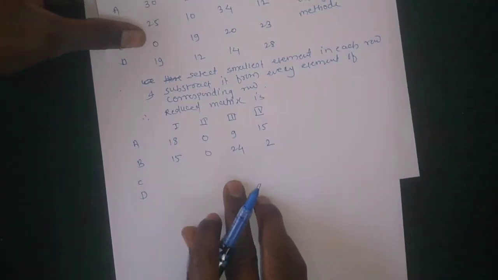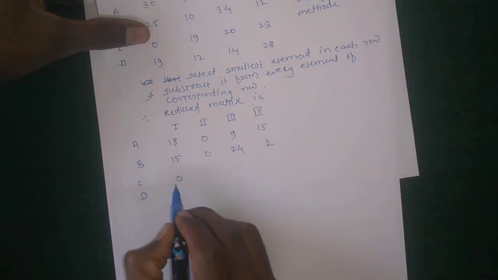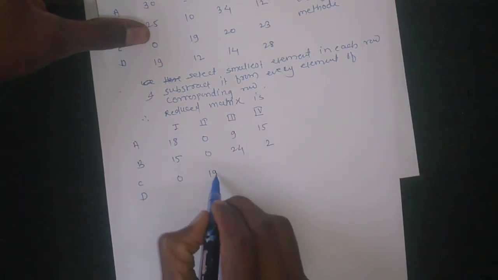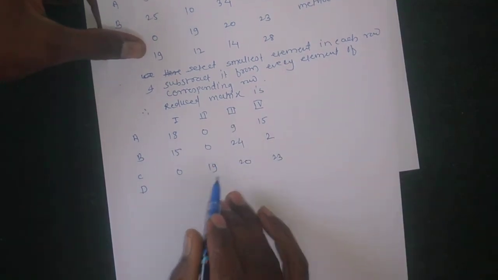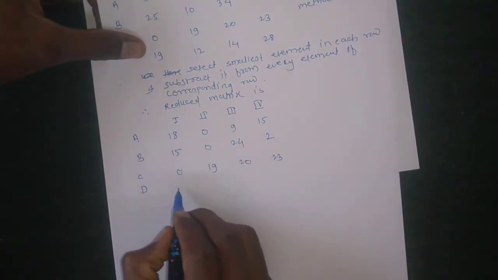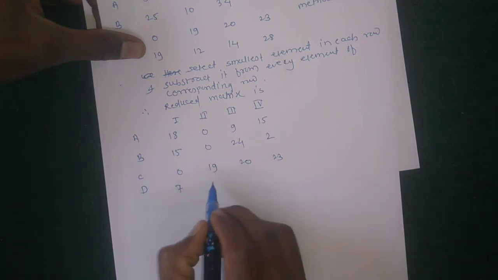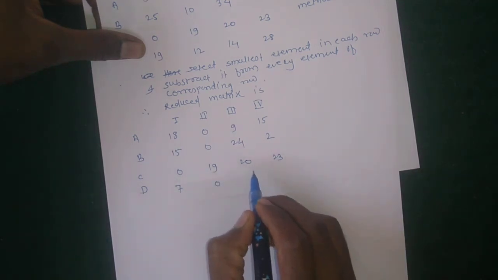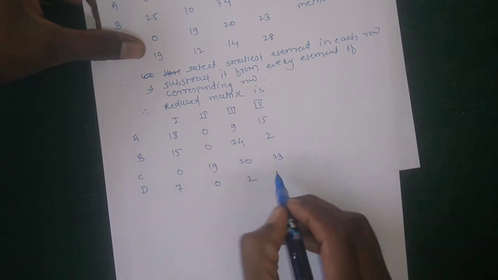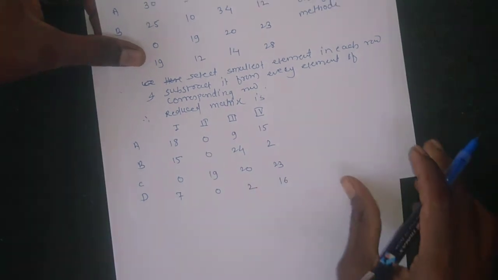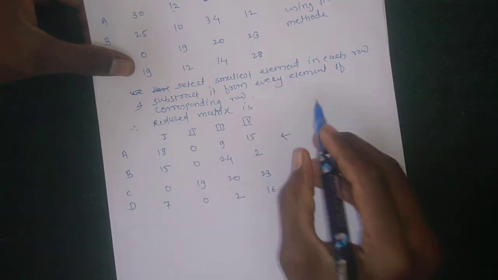In the third row, 0 is the smallest element, so this row stays as it is. And lastly, 12 is the smallest element in the last row, subtract it from every element. So 19 minus 12 is 7, 12 minus 12 is 0, 14 minus 12 is 2, and the last is 16.